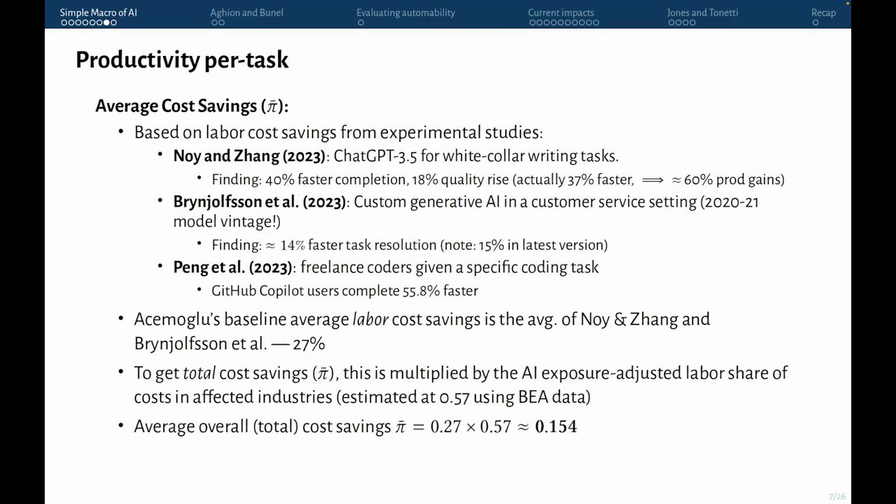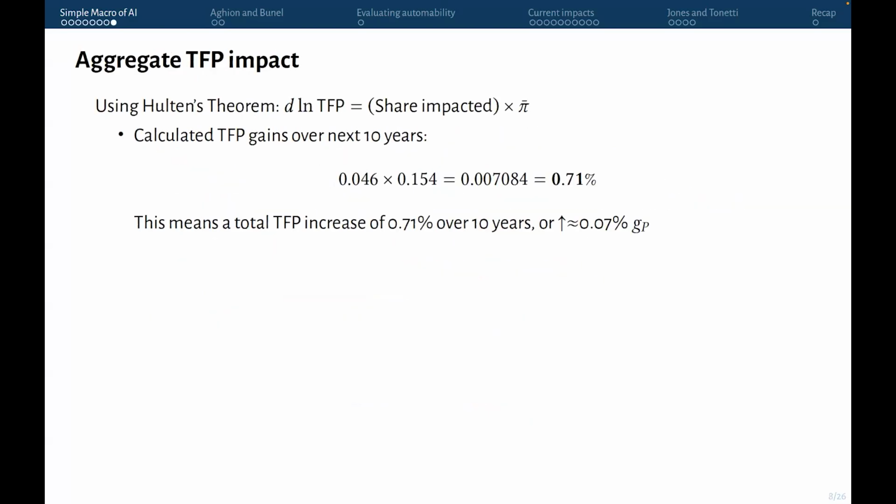So then to get total cost savings, you just have to adjust for the labor share, because this is just how much you're saving on the labor dimension, but that's only 57% of costs in BEA data. So the average total cost savings is this 27% times 57%, which is 15.4%. And then using Hulten's theorem formula, we get that 4.6% exposed, 15% cost savings gives us a total TFP impact over 10 years of 0.7%, which is roughly a 0.07% increase in TFP growth per annum if we were to just say it's the same amount of increase every year of those 10 years.